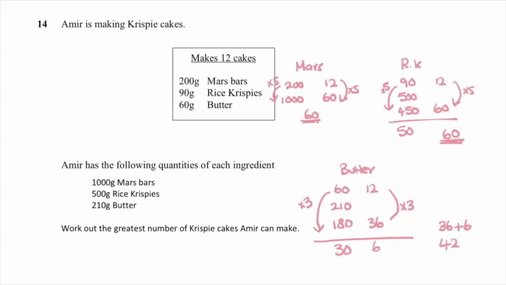So the total that the butter can make is 42. It doesn't matter that I have enough to make 60 in the other ingredients. Butter limits it all to 42 as my maximum. So 42 is the answer.